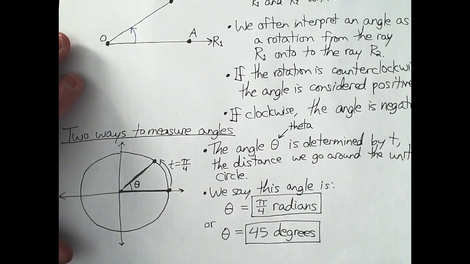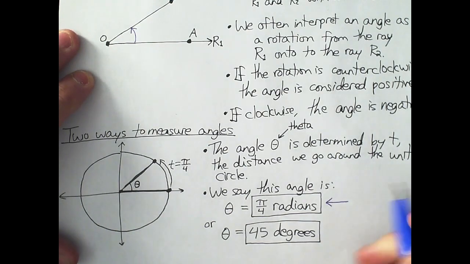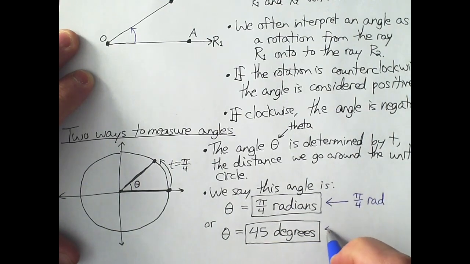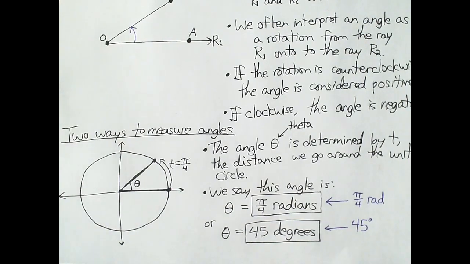We also have some ways of abbreviating. When we're measuring things in radians, we might call it pi over 4 rad for short. And when we're measuring things in degrees, we might write 45 with this little degree symbol right after the number, instead of writing out the word.